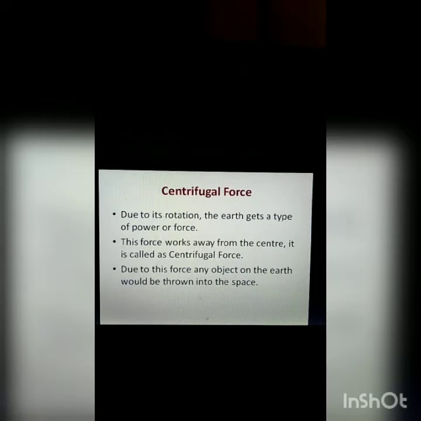What is gravitational force? The gravitational force is working towards the center of the earth. Okay, gravitational force means what? It is working at the center of the earth. And if you will see, students, centrifugal force works away from the center. Gravitational force is working towards the center of the earth at the same time. This force is many times greater than the centrifugal force.